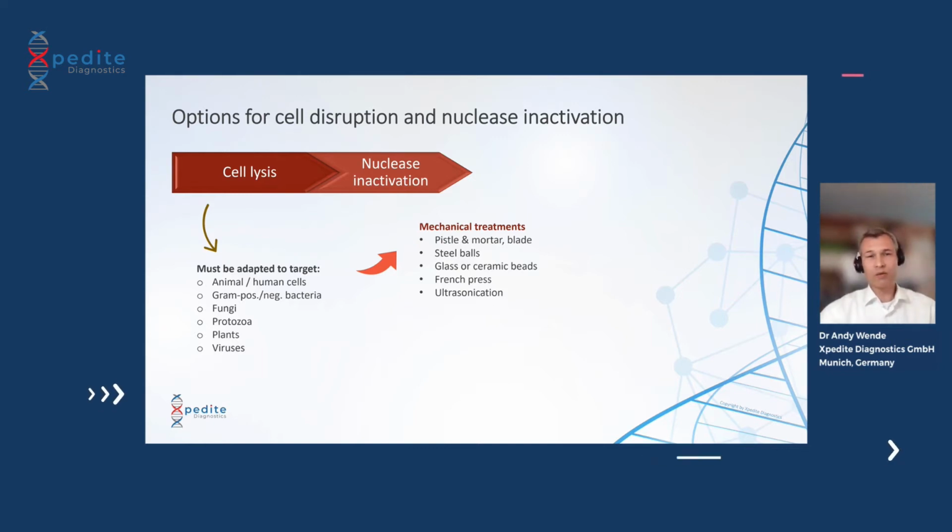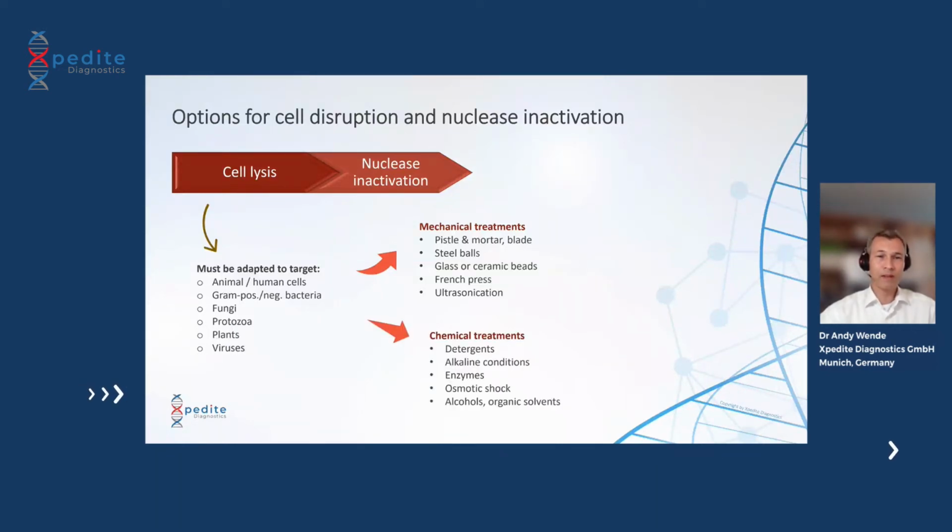So you can grind your tissue or cells. You can use steel balls, for example, for plant tissue to really grind off the cell wall. For gram-positive bacteria, for example, you would use glass or ceramic beads and do a strong bead beating. You can also use a French press, or ultrasonication is also possible. So all these are more or less mechanical treatments.